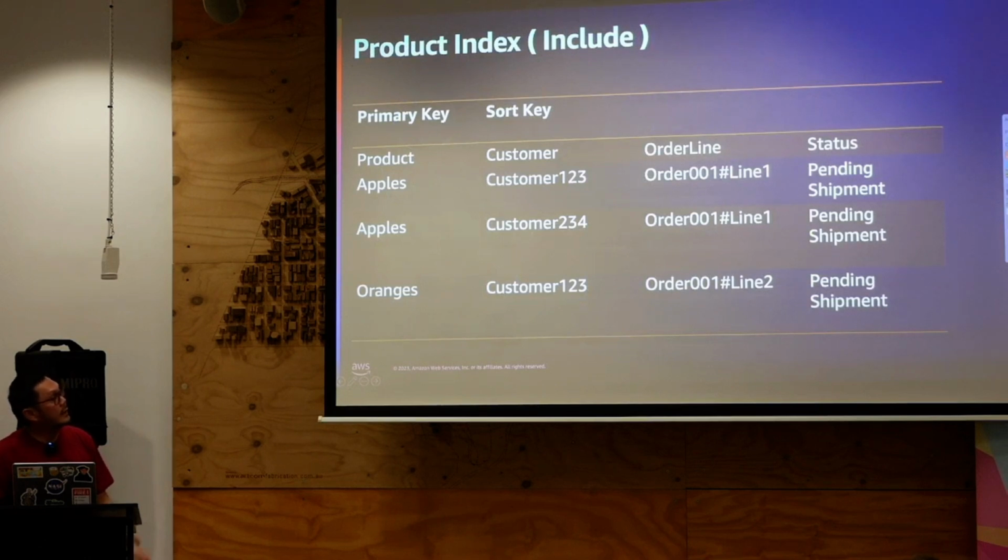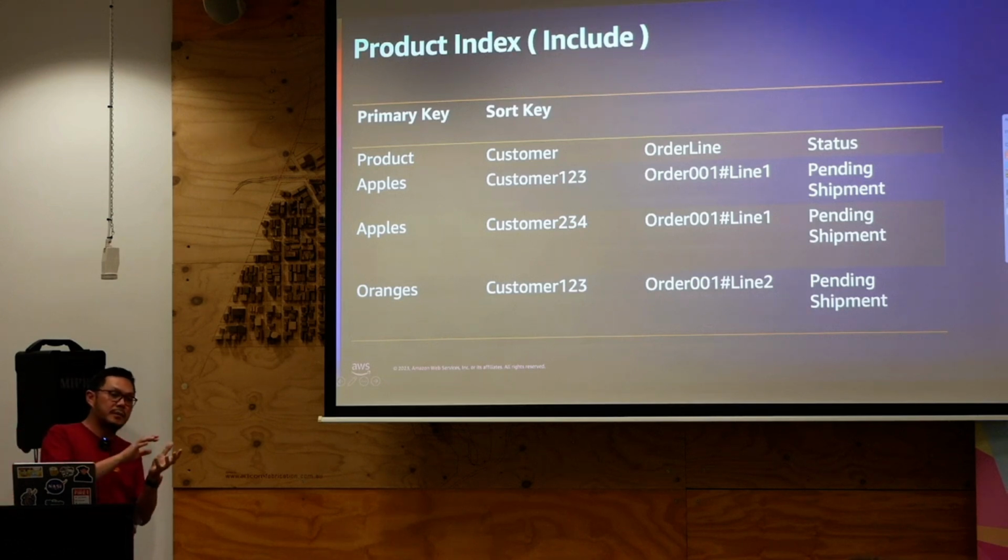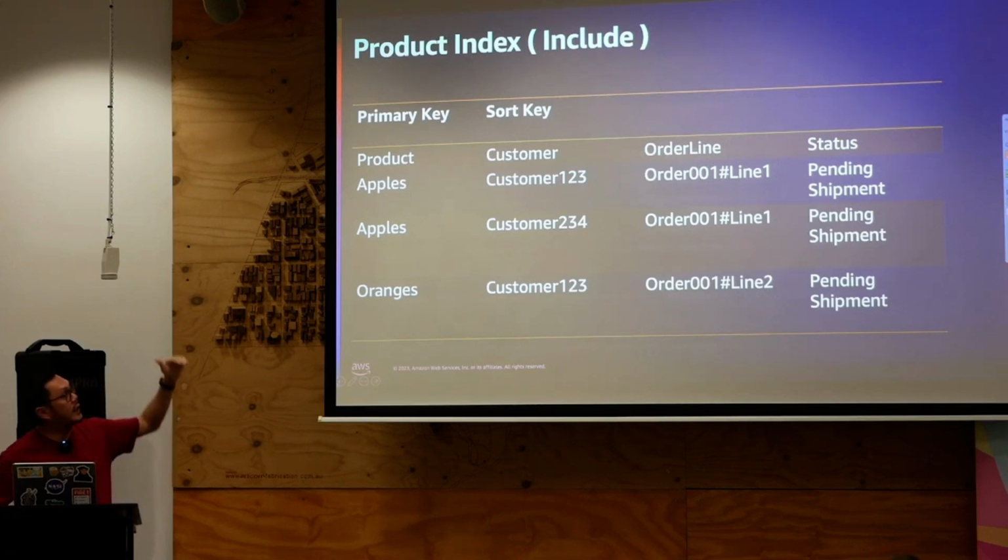Just a quick one on this is the product index, which is another GSI. Previously we had a view from a customer: what product do I buy? Now with the GSI, I can flip the persona, right? Now I can see who's buying apples, who's buying oranges, just by swapping the PK and SK from the base table to allow you to do that.